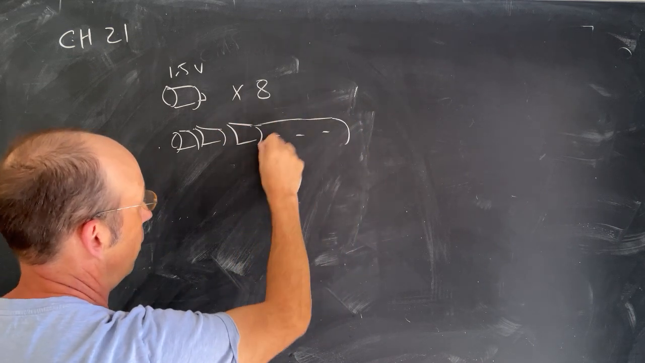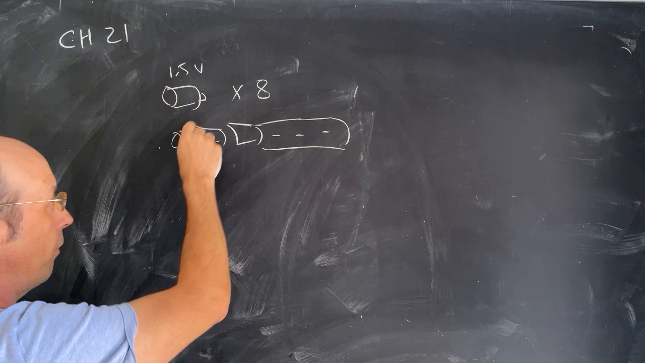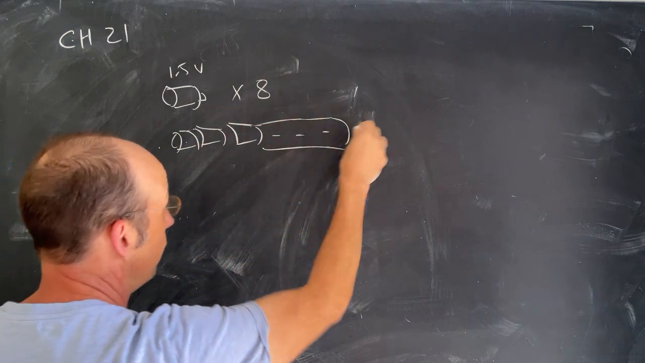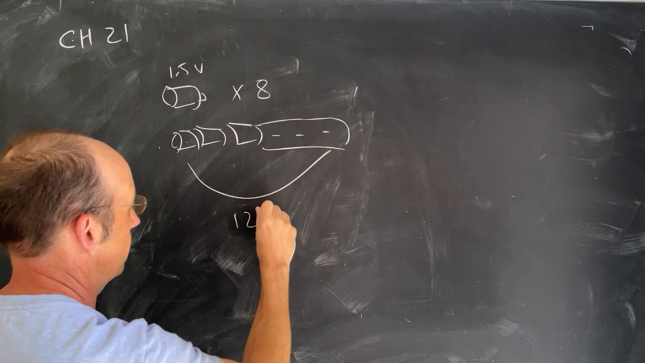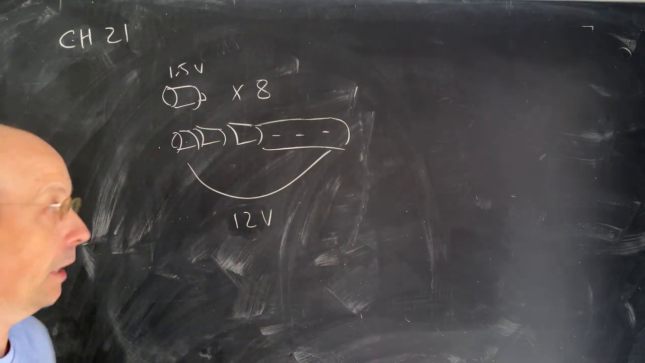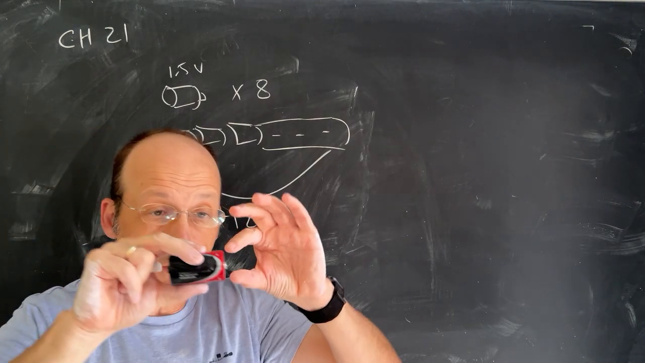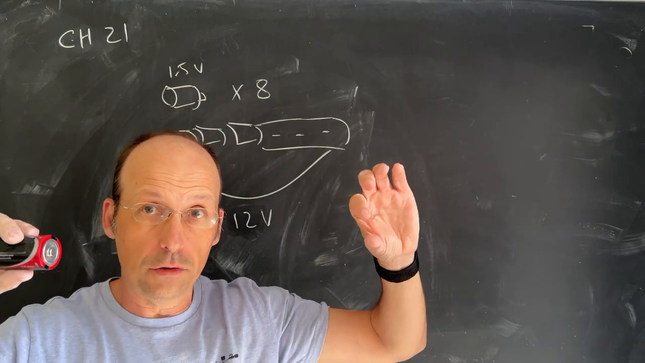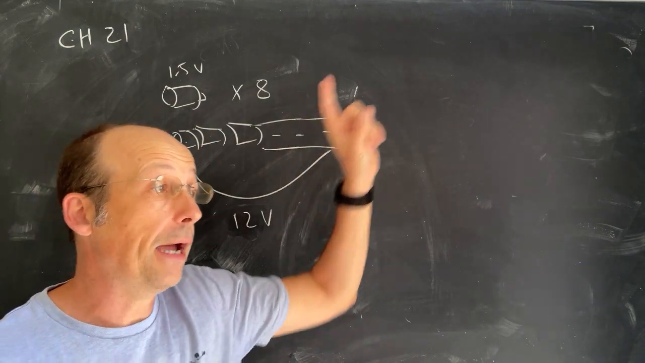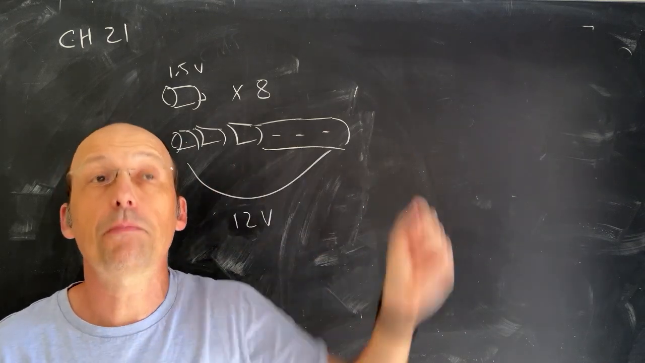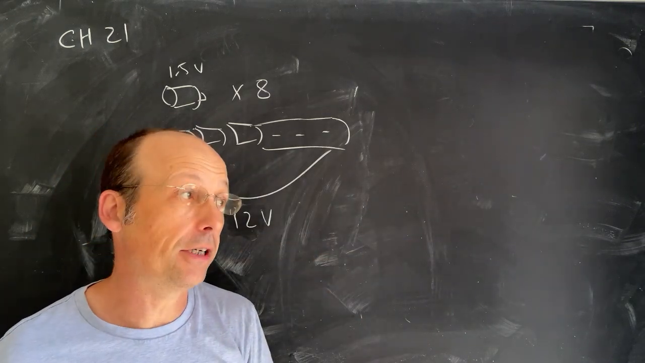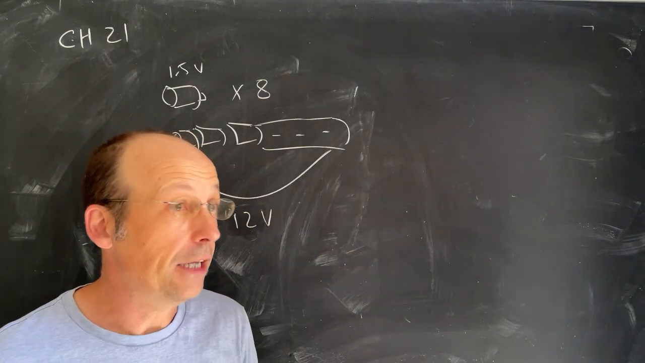Eight of them. I'm not going to draw them all. In series, it'd be 1.5, 1.5, 1.5, 1.5. So the voltage of this whole thing would be 12 volts. Right? Now, can I take those 8 D-cell batteries, 12 volts, and replace my car battery? My car battery is also 12 volts. Could I replace these 8 D-cell batteries with my car battery and start my car?